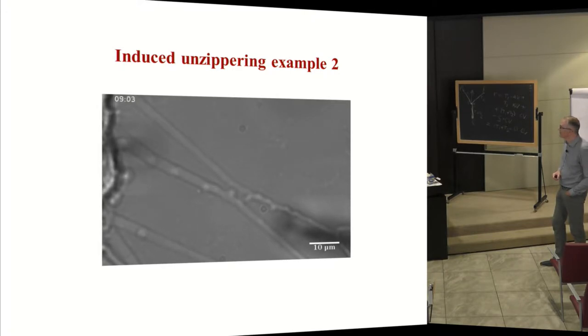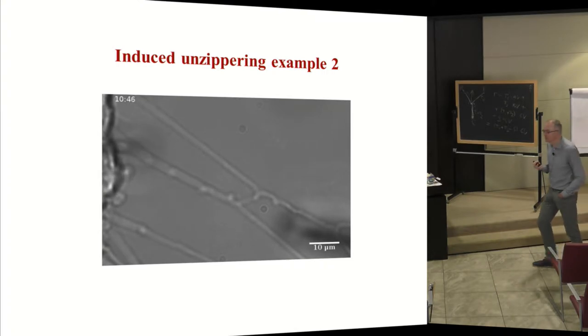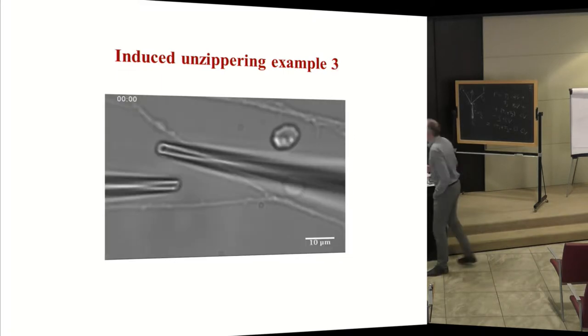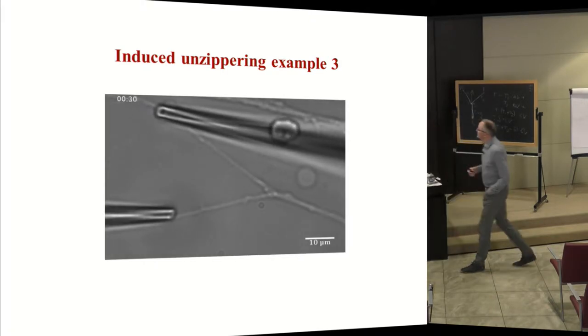Okay, so now you can be sure that it was not branches. There is some tether that got pulled out. And the next one is here. Last example, similar scenario.